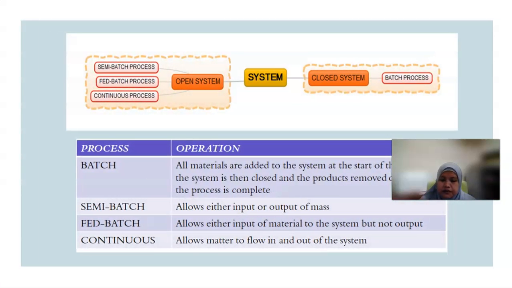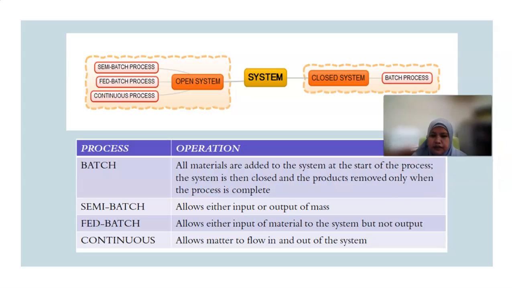So the system is divided into 2: open system and closed system. The examples of open systems are semi-batch, the fed batch, and continuous process. They are either fed with the inlet materials, or as a continuous process they have inlet and outlet flow from the system. As for the closed system, the example here is a batch process where there is no inlet and outlet during the process.